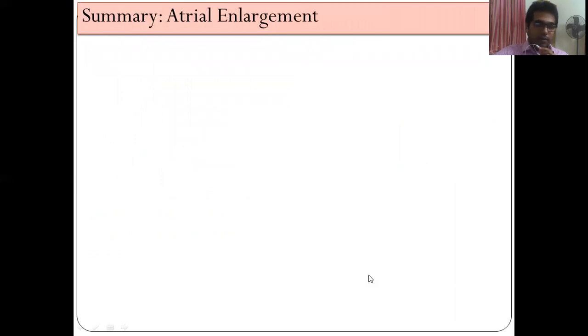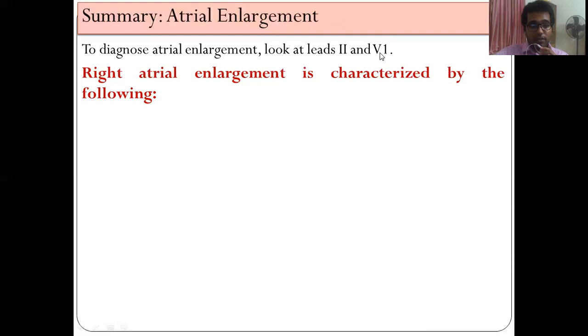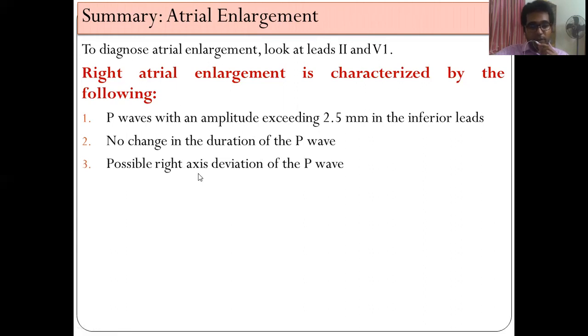So now the summary of atrial enlargement. To diagnose atrial enlargement, first look at lead 2 and the V1 lead. Right atrial enlargement is characterized by the following: P wave with an amplitude exceeding 2.5 millimeter in the inferior leads, no change in the duration of the P wave, I have already explained, okay, and possible right axis deviation due to the electrical dominance by the right atrium.